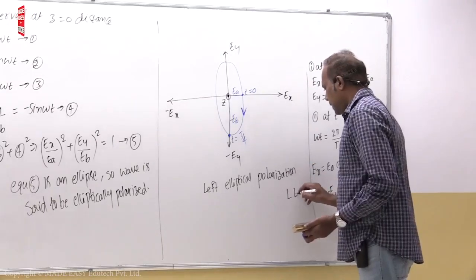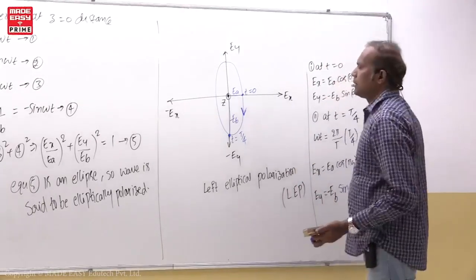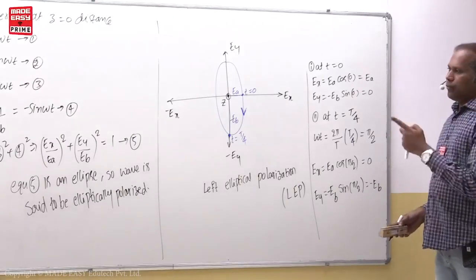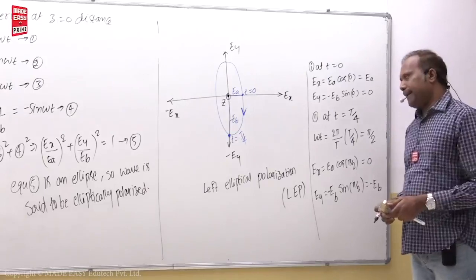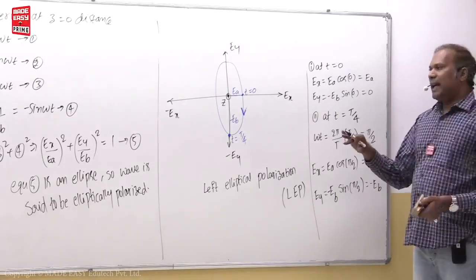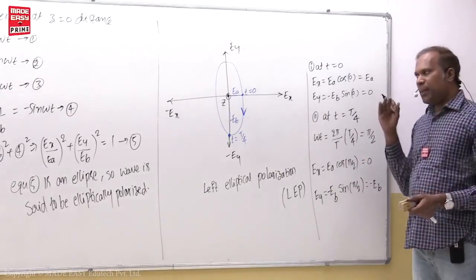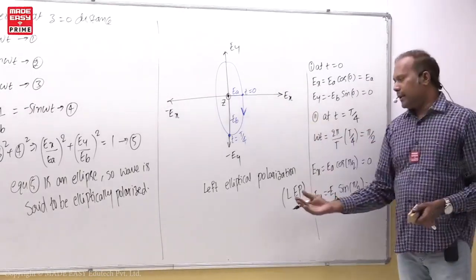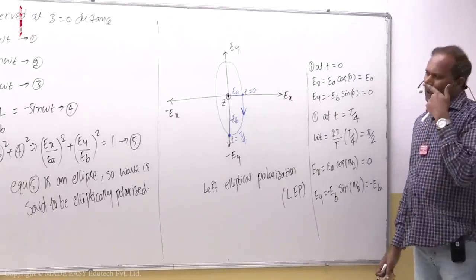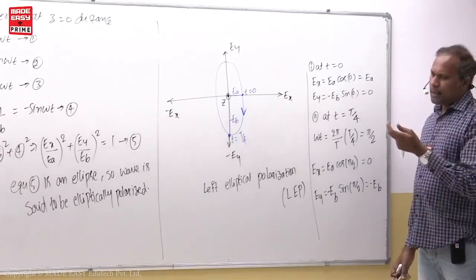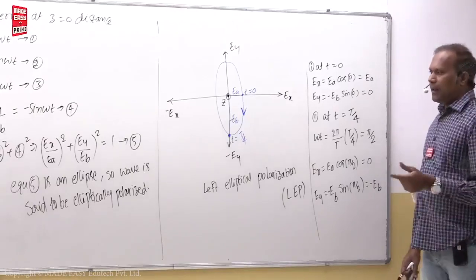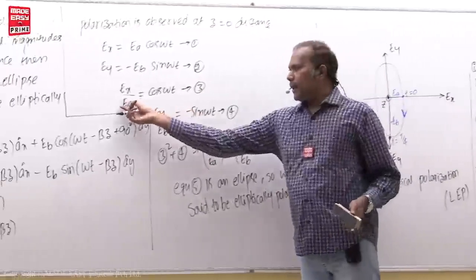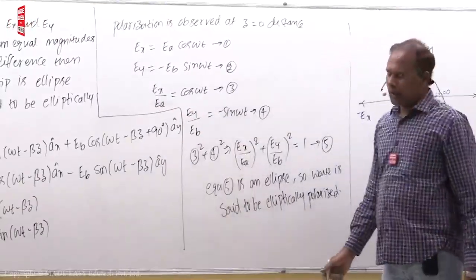So this is LEP, students. In this way, the wave is traveling in plus z direction and both have different magnitudes, and the second component leads the first component by 90 degrees, and that is left elliptical polarization. Even if the phase difference is not equal to 90, whatever difference term is there comes to the denominator, and so once again it becomes elliptical polarization only.